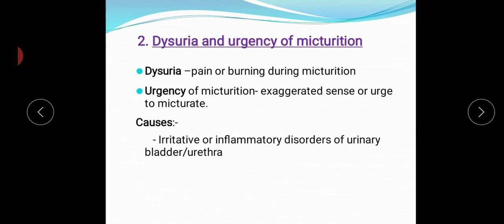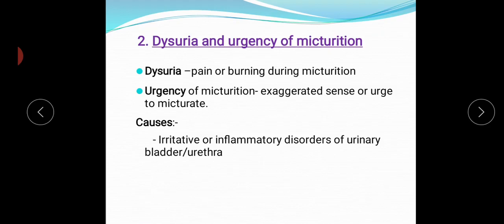The second symptoms are dysuria and urgency of micturition. Dysuria means pain during micturition, or a burning sensation during micturition. Urgency means an exaggerated sense or urge to micturate, even though the bladder is not completely full, but there is an urge to go for urination.